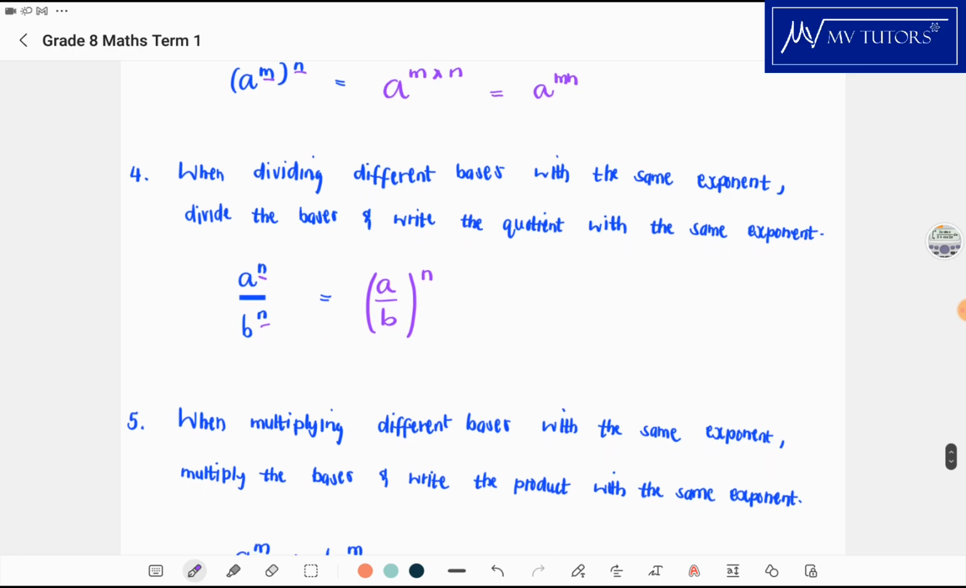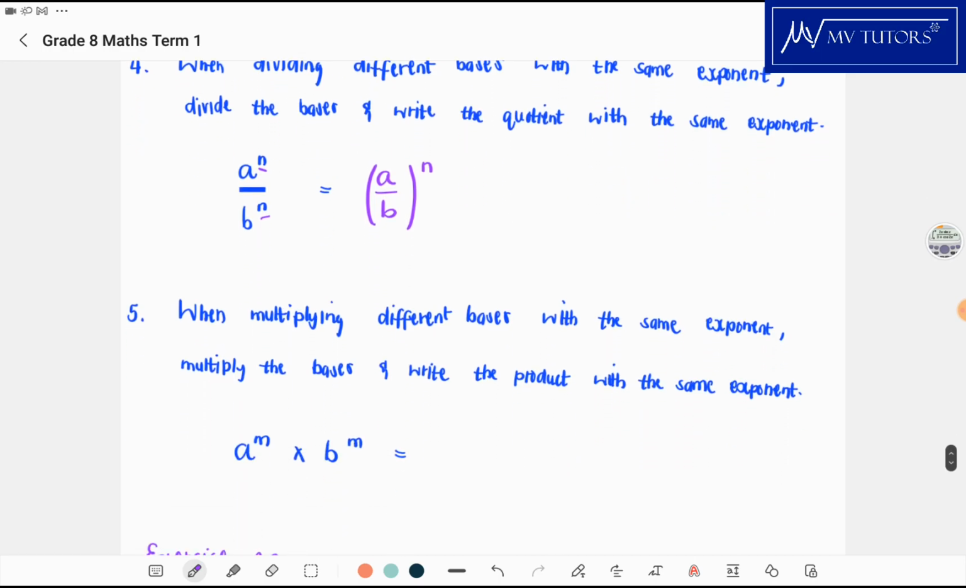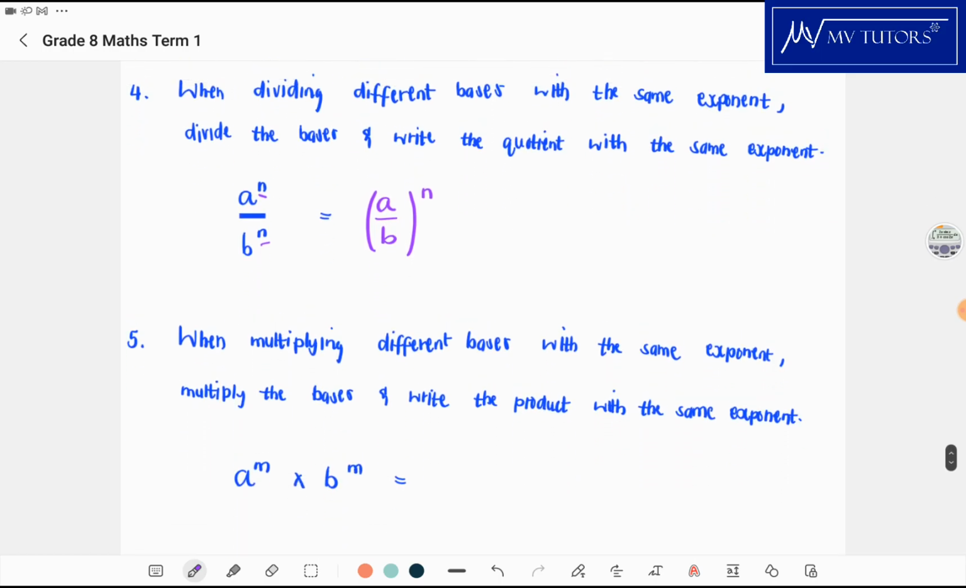Now, number 5. When multiplying different bases with the same exponent, you multiply the bases. So we have a times b, and write the product with the same exponent. Okay, so basically we just have ab to the power m. Okay, and those are your 5 laws of exponents.